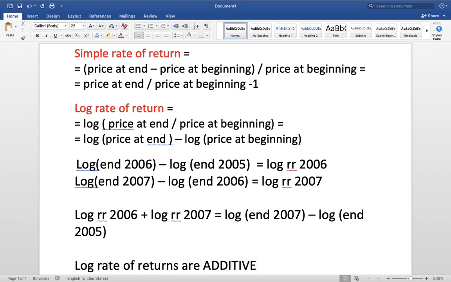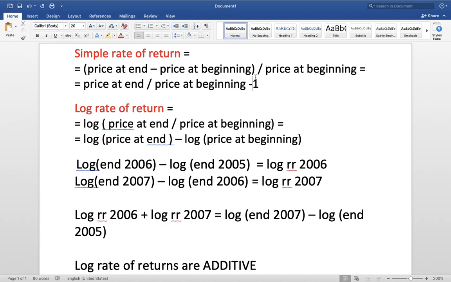Okay, so if you have a logarithmic rate of return of a period and the logarithmic rate of return of the next period, you can sum them together and get the logarithmic rate of return of the entire period. This is obviously useful only if you don't have the prices anymore. Well, if you have the prices, you can recalculate it using the prices, and that's it.